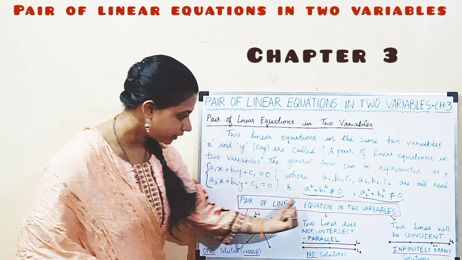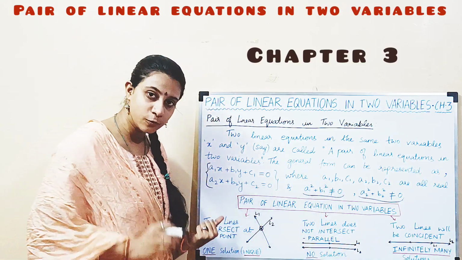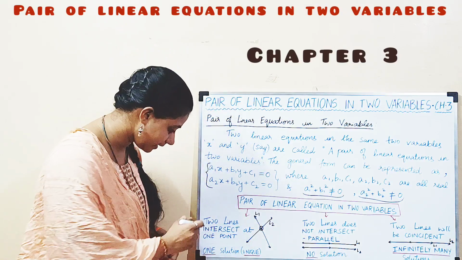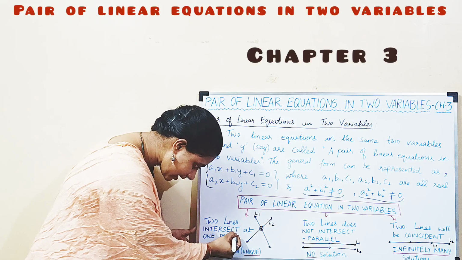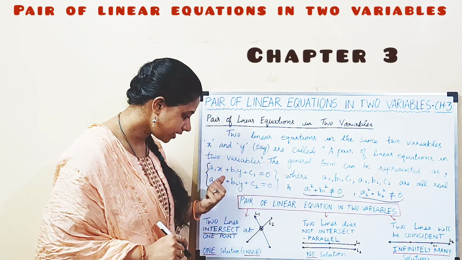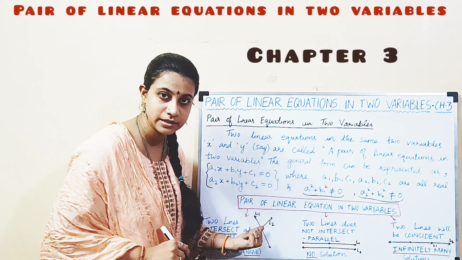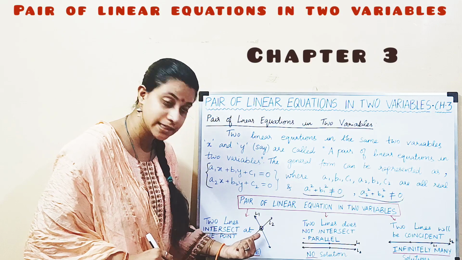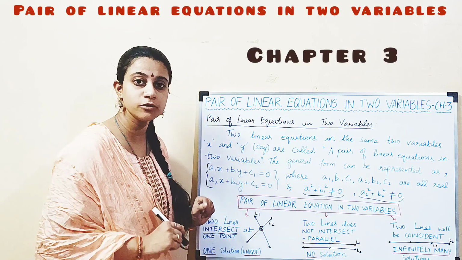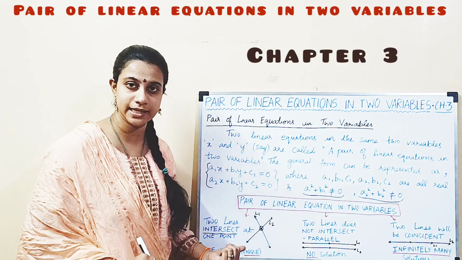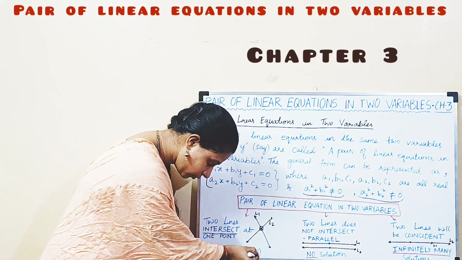So, a pair of linear equations in two variables in which the two lines intersect. The first case we are seeing is the two lines intersect at one point. L1 represents the line of the first equation and say L2 represents the line of the second equation. So in the first case, both lines intersect exactly at one point. So this pair of linear equations has exactly one solution, or we can say that it is a unique solution.